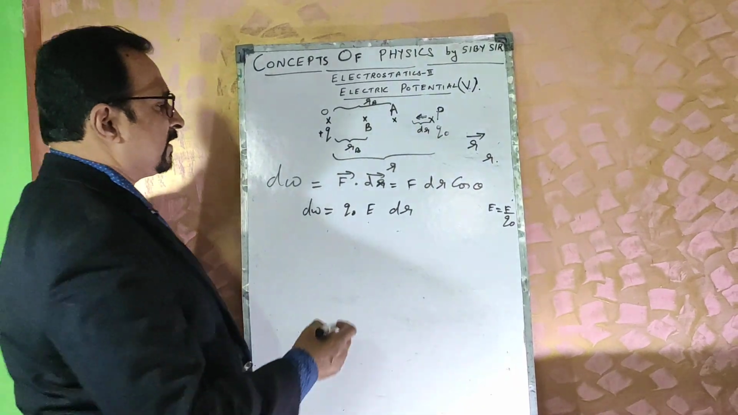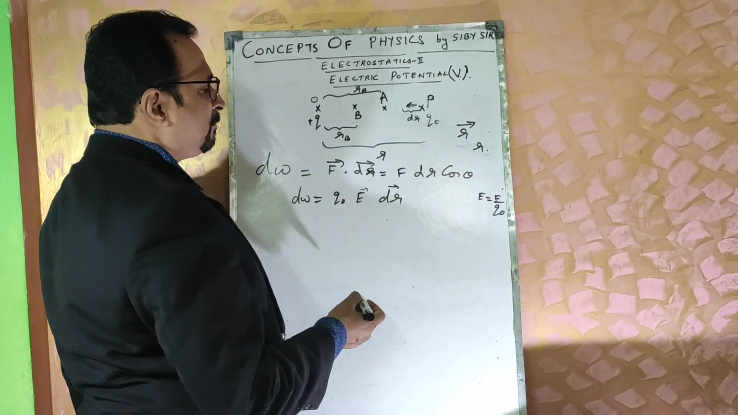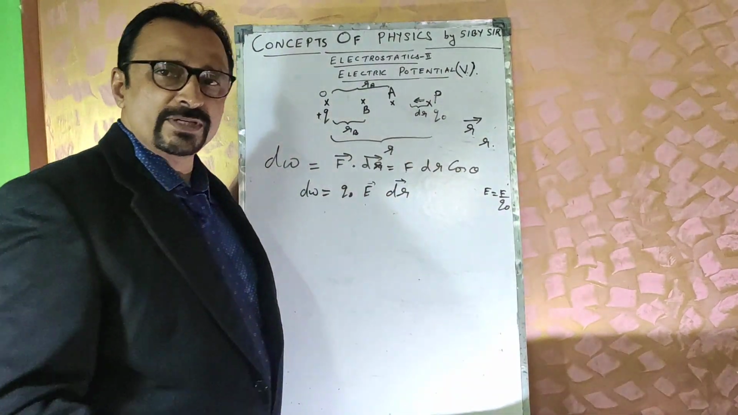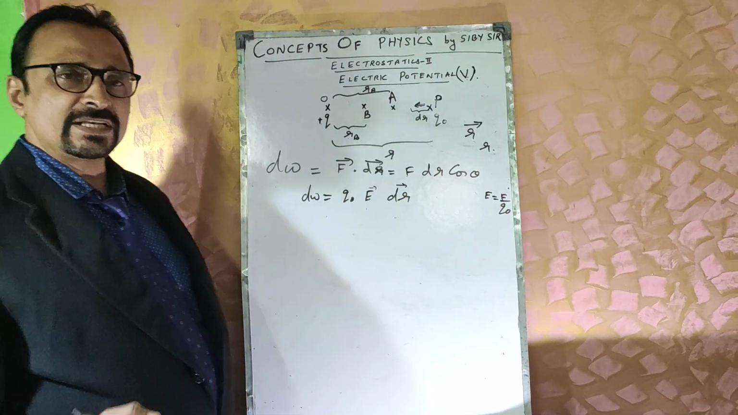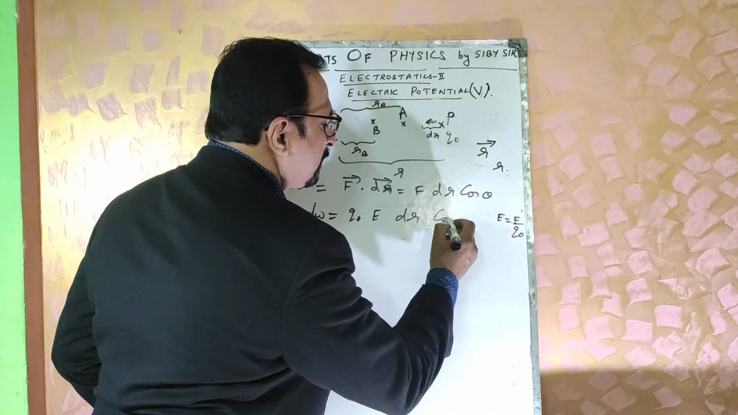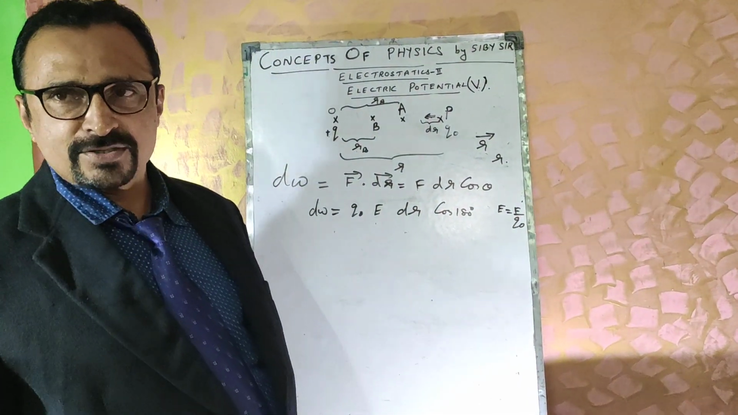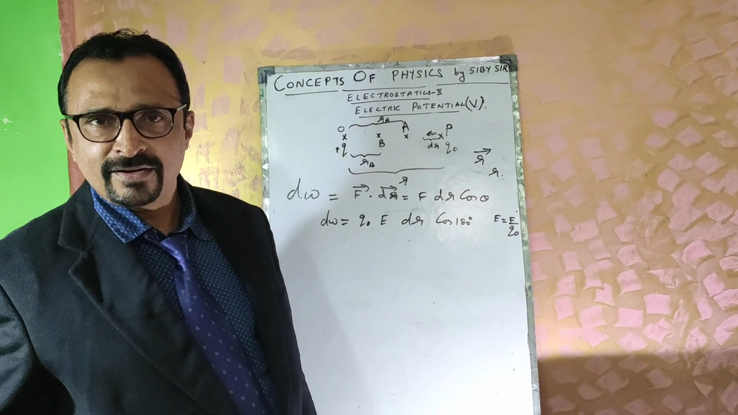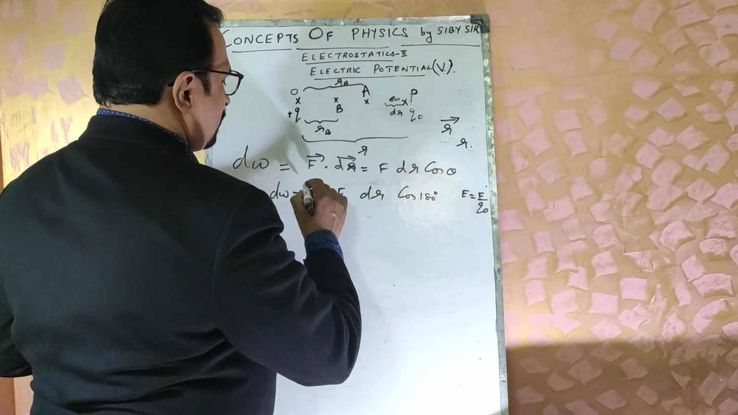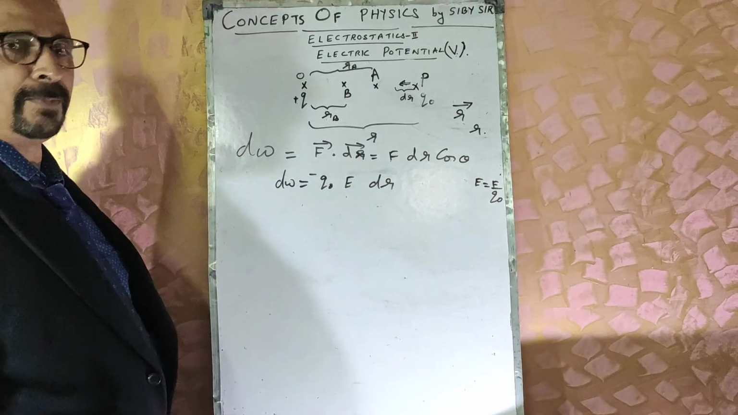Which are the two vectors here? One is the electric field vector, the other one is the displacement vector. What is the angle between electric field and displacement vector? You can see that electric field is towards the right side and displacement is towards the left side. Both are in opposite directions. Therefore, the angle between them is 180 degrees. You know cos 180 degrees. What is cos 180? Plus 1 or minus 1? It is minus 1. So cos 180 degrees is minus 1. Therefore, here minus. So this is your dW.